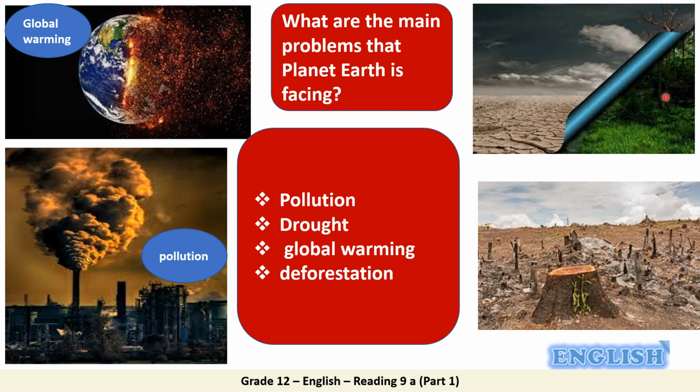What about picture number 3 here? Yeah, we can see here a green area, but here a dry land. This is called what? Yes, very good, drought. What about the last one? We have here trees, but they are cut down. So this is called deforestation. Very good. Excellent.